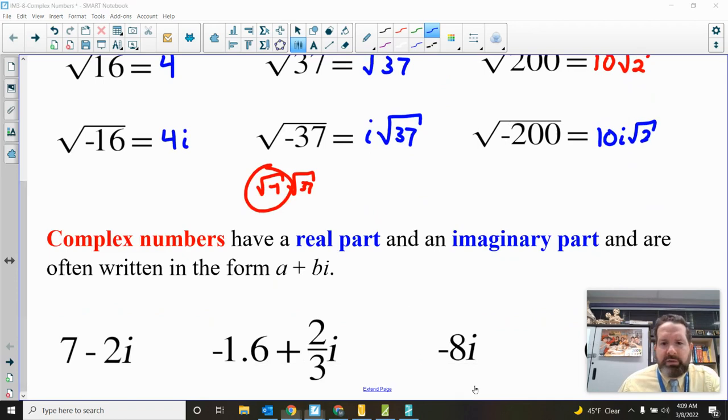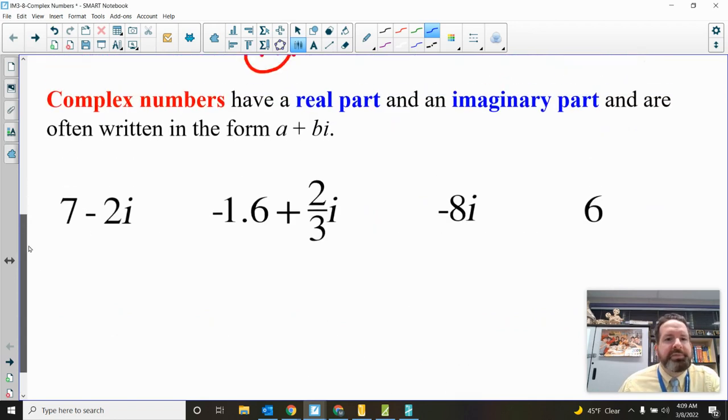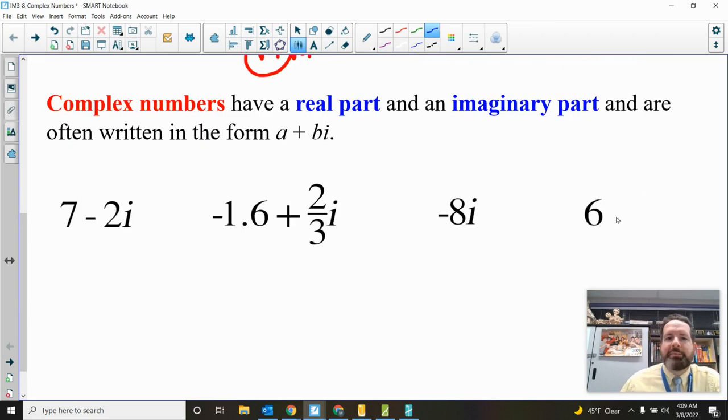Now a definition, complex numbers. So everything you see here is a complex number. They typically have a real part and an imaginary part. The real part is this a, and then the imaginary part is this b with the i then on the end of it. So in this first example, the real part is 7. The imaginary part is the -2i. In the second one here, the real part is -1.6. The imaginary part is the 2/3 i.